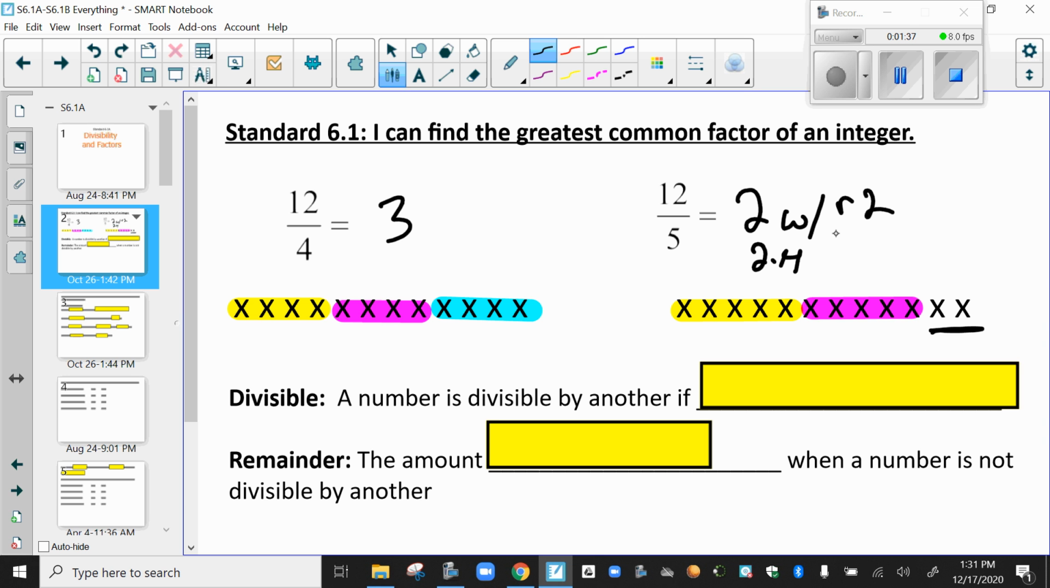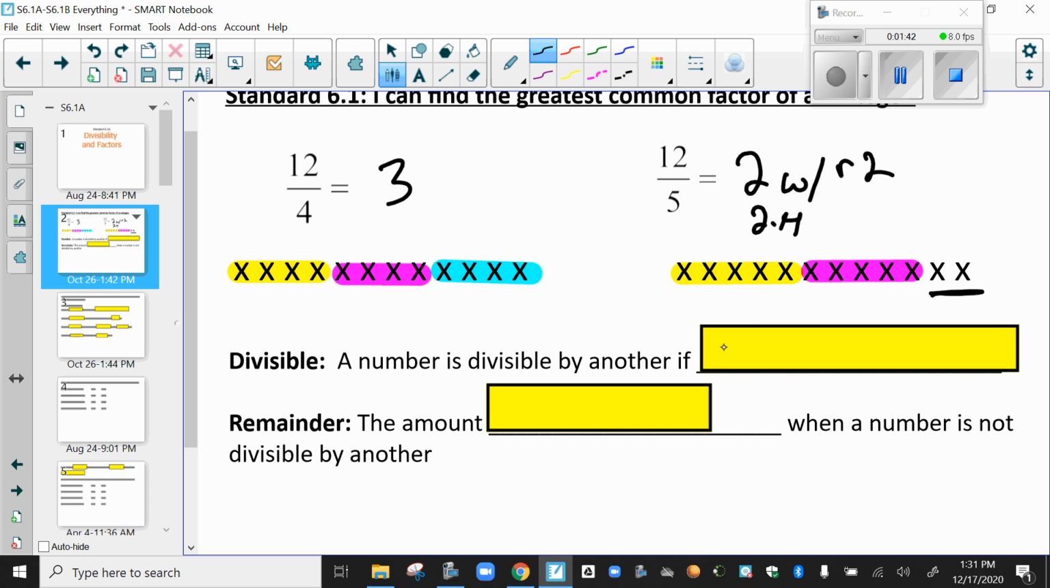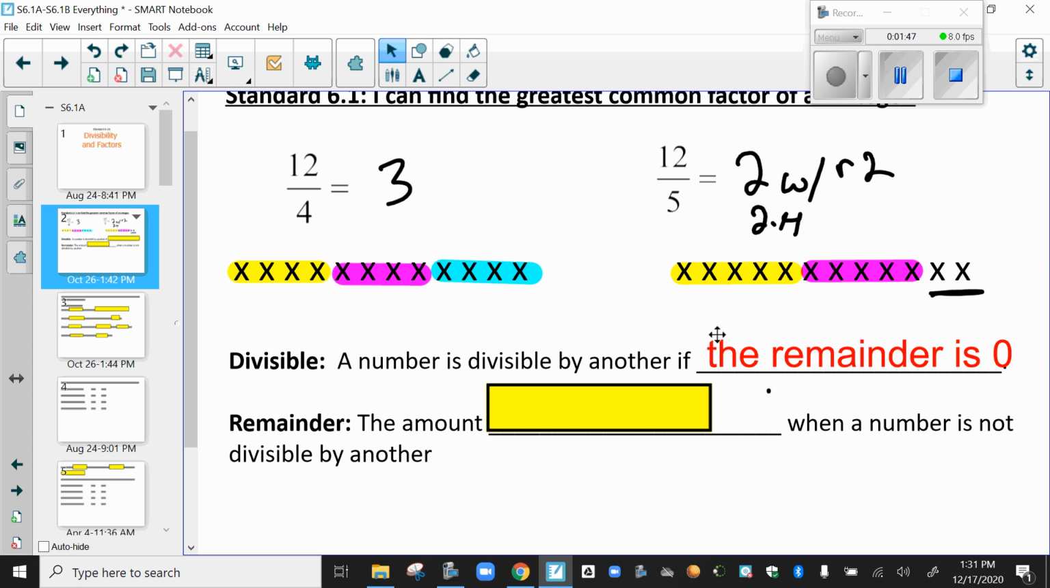Here's the deal. Divisibility, something is divisible. A number is divisible by another if the remainder is 0. So that's like this situation, right? We broke it up into even groups, nothing left over. Here is a remainder. So this number is divisible, this one's not. The remainder is the amount left over when a number is not divisible by another. Okay, so when we talk about divisible, that means it can go into there fully, right? 4 fully goes into 12 3 times. 5 does not go fully into 12, right? It goes in 2 times with some left over.